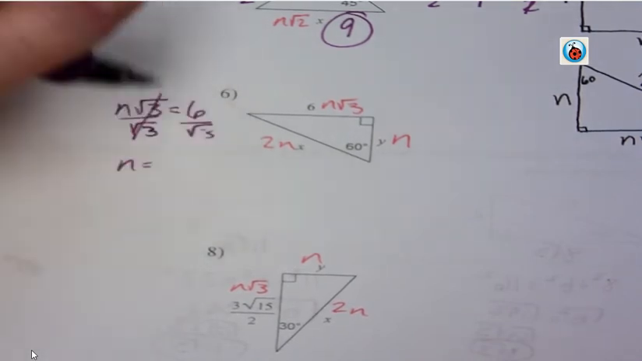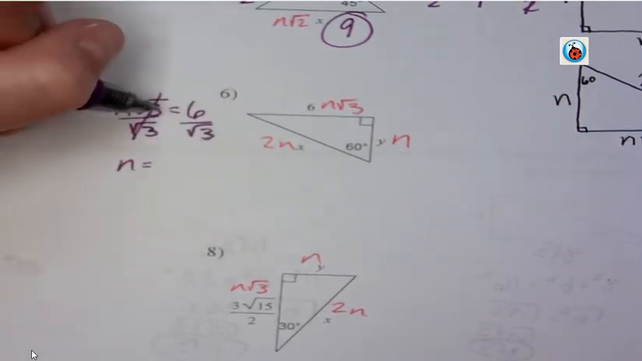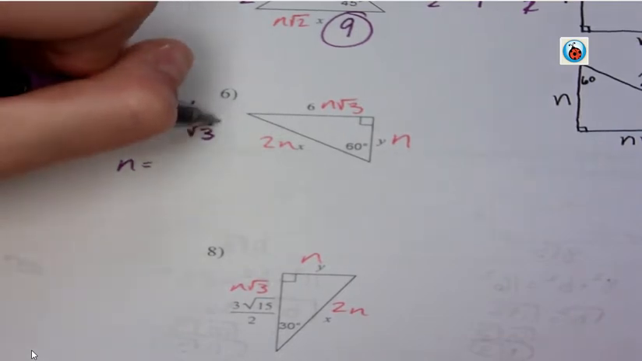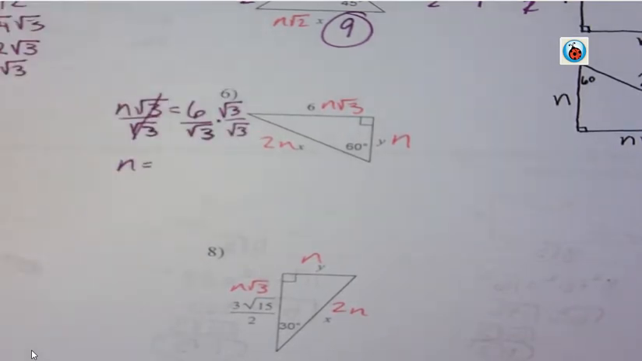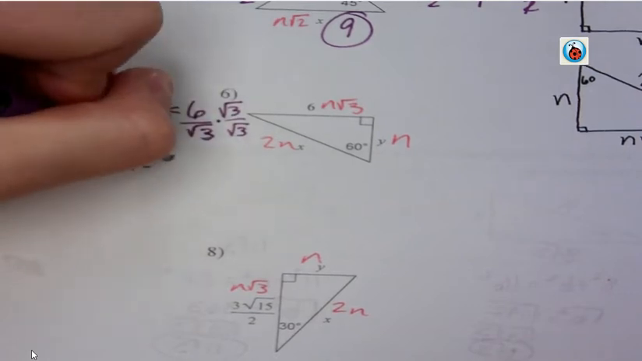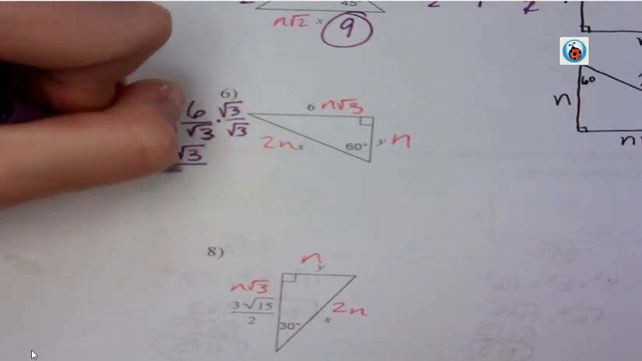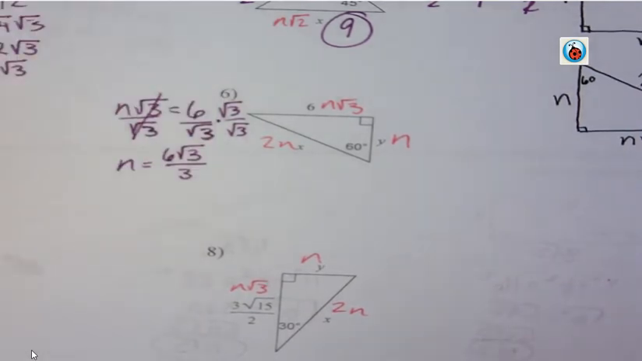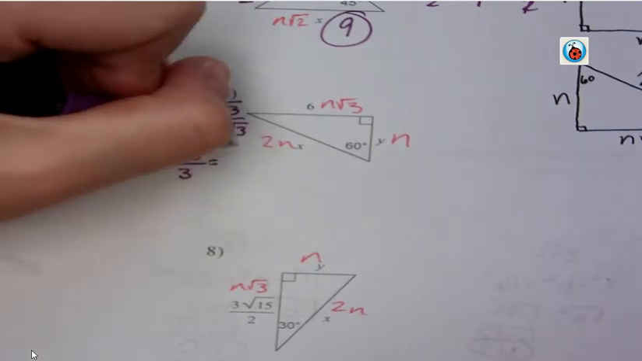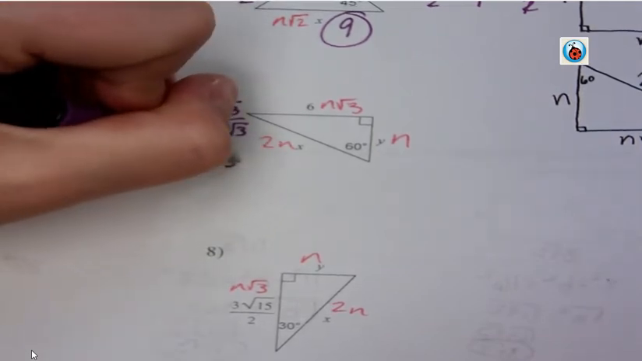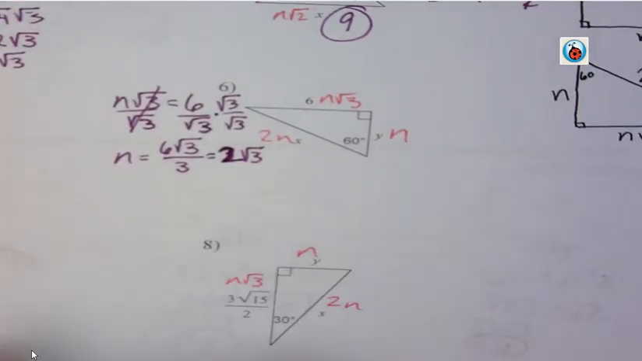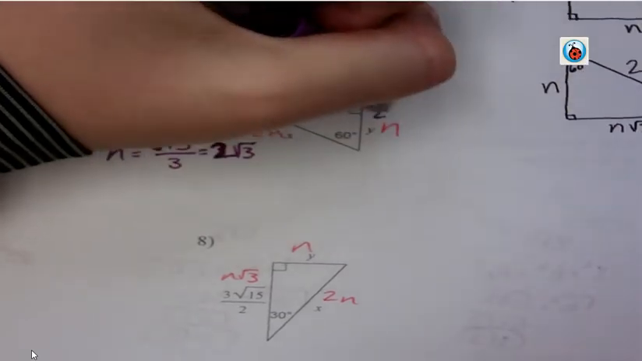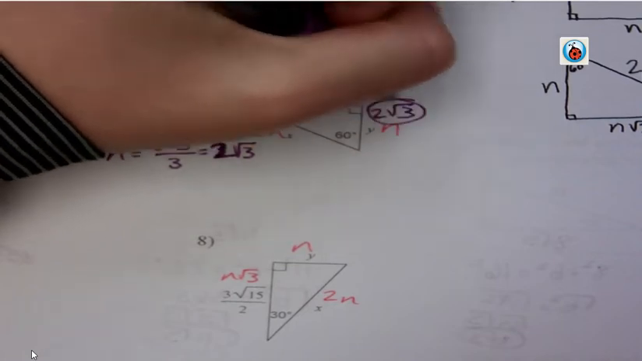Okay, so n is going to equal 6 over the square root of 3. You can't have that. So you've got to multiply it by root 3 over root 3. And then it becomes 6 root 3 over 3, which simplifies to 2 root 3. Alright, that is what our n equals. So that means this side is going to equal 2 root 3.